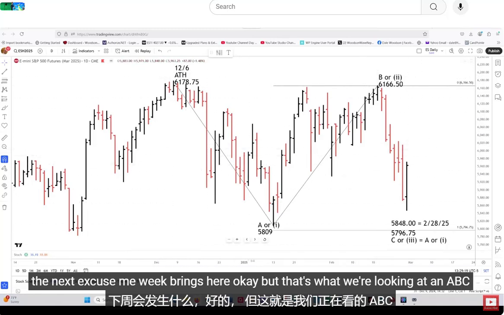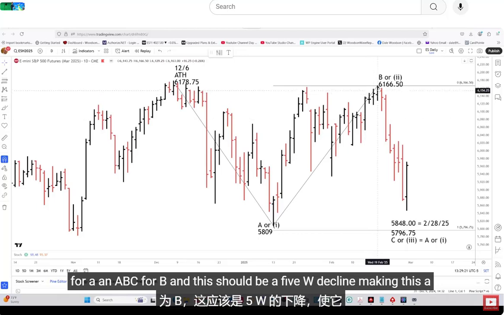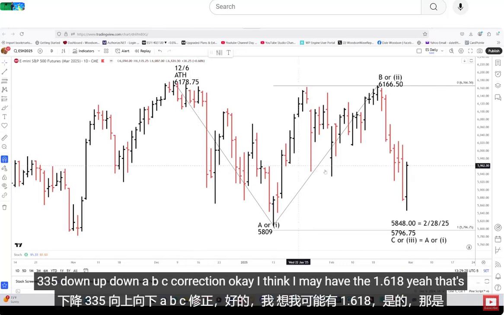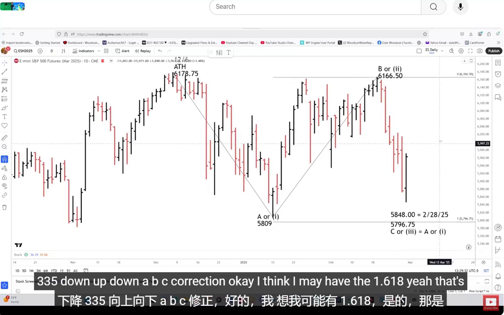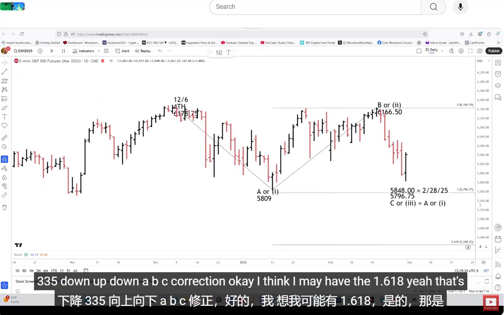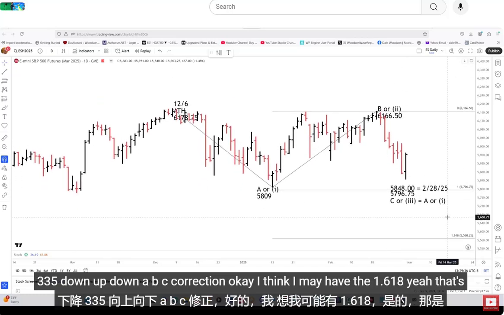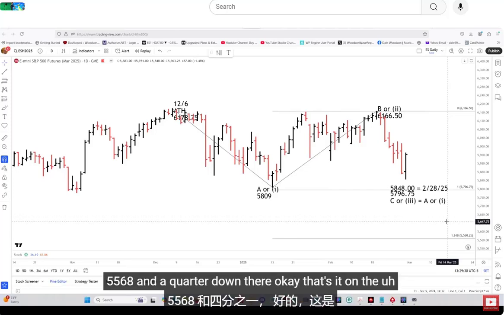An ABC for A, an ABC for B, and this should be a 5-wave decline, making this a 3, 3, 5, down, up, down, A, B, C correction. I think I may have the 1.618. Yeah, that's 55.68 and a quarter down there. That's it on the daily.